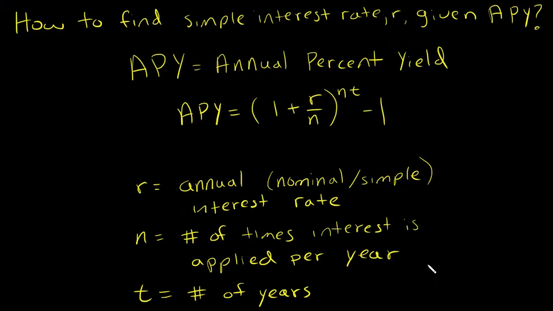All right, in this video, I'm going to talk about how to find the simple interest rate R given the annual percent yield. And this is important because if you want to calculate the interest payment for a savings account, for example, you're going to need to know what R is. But a lot of times banks only give the annual percent yield, the APY. So you'll have to use the APY to figure out what R is.